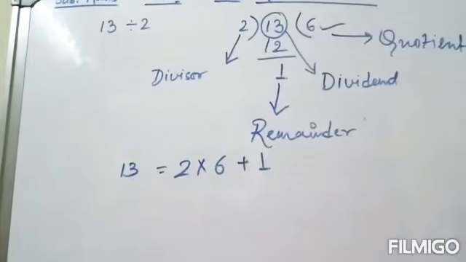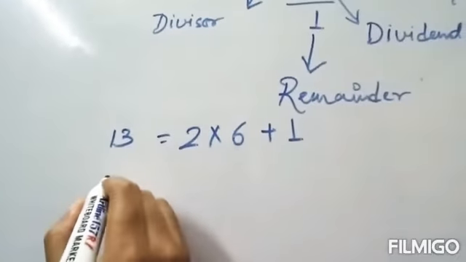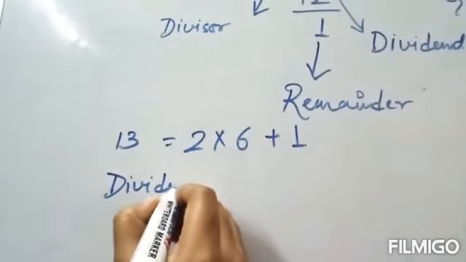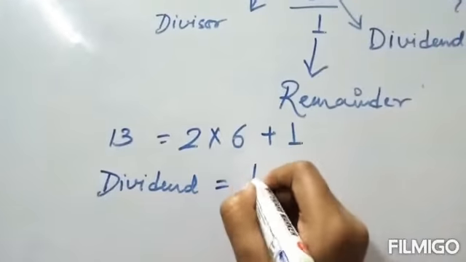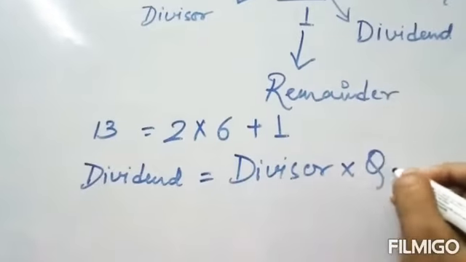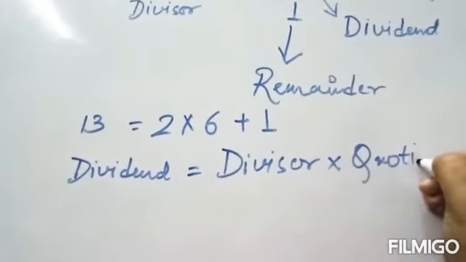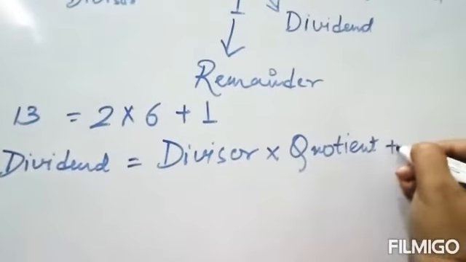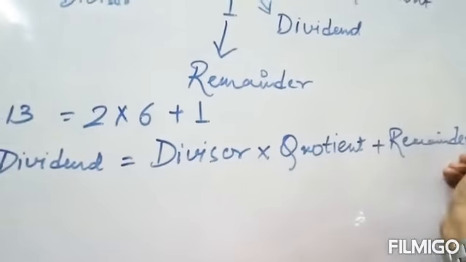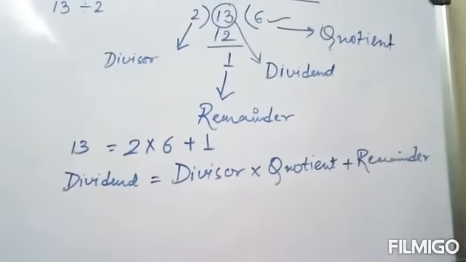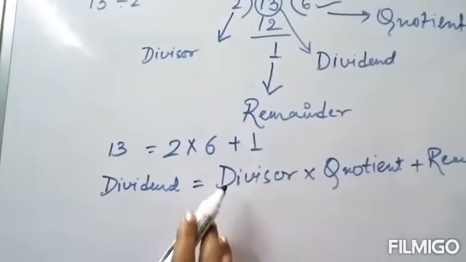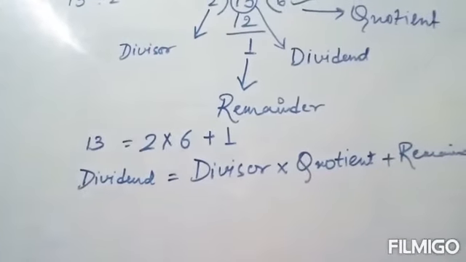That is, we can always represent dividend is equal to divisor into quotient plus remainder, right? For all positive integers, we can say that dividend is equal to divisor into quotient plus remainder.